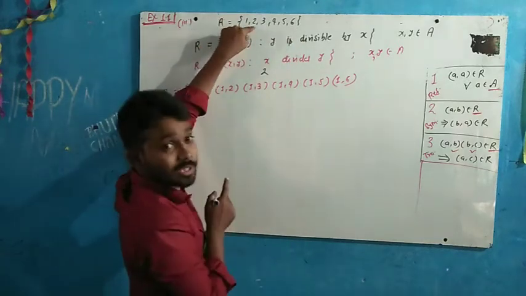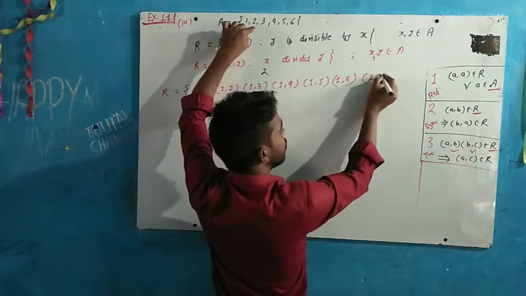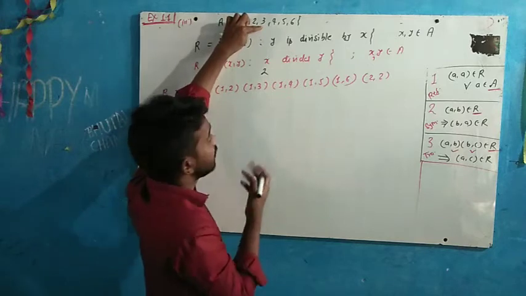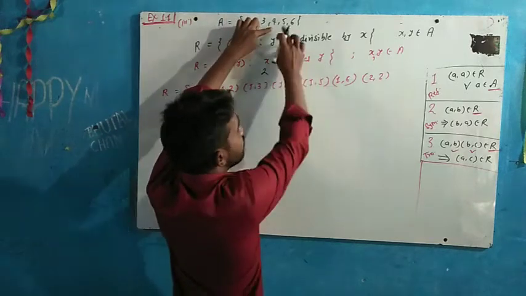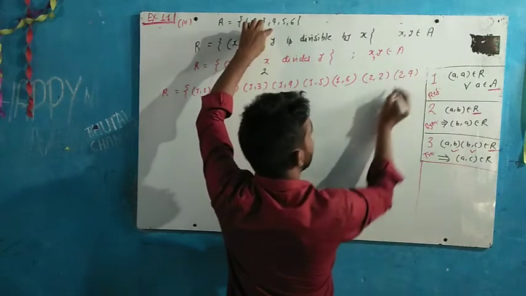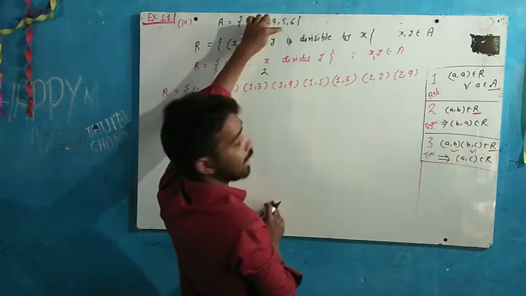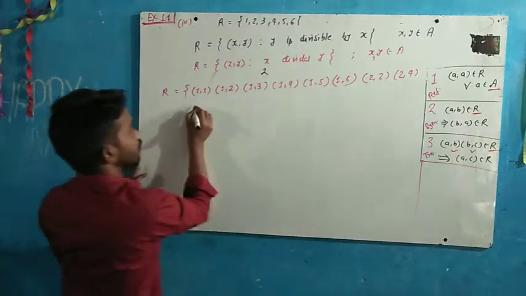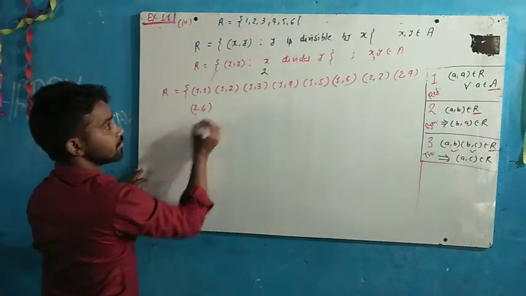So 2 divides 2? Yes. So here we can say 2 comma 2. Now 2 divides Y value 3. It is not possible. Now Y value 4. 2 divides 4? Yes, it is possible. So next value is 2 comma 4. And next 2 divides 5? It is not possible. 2 comma 6. Yes, it is possible because 2 divides 6 also. So 2 comma 6. Clear?